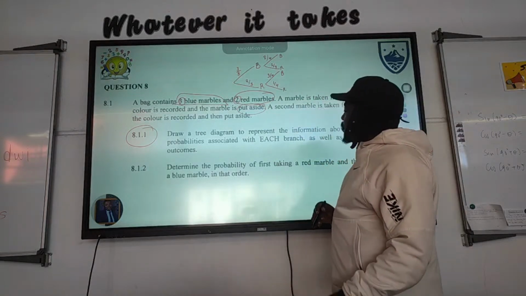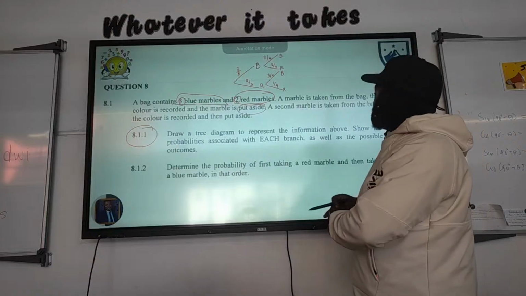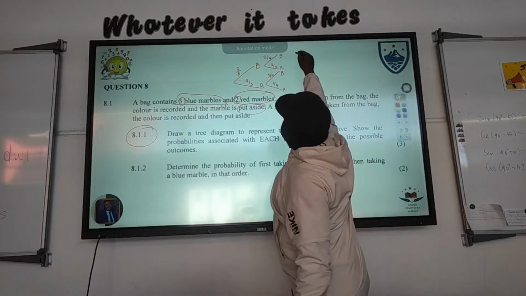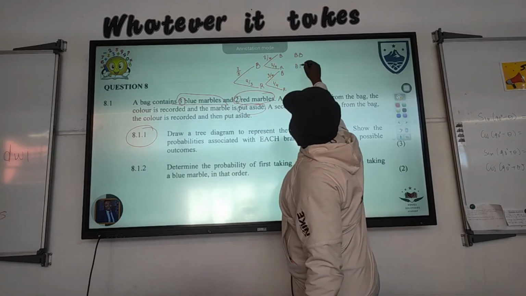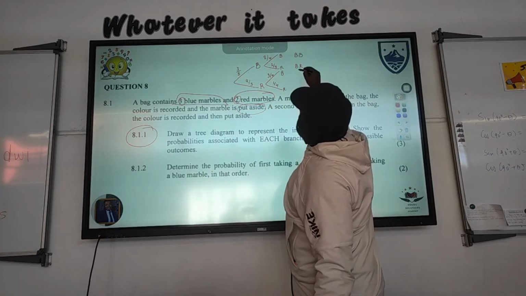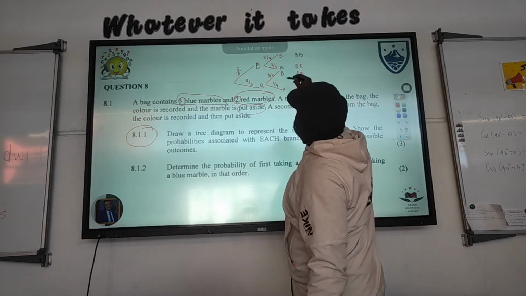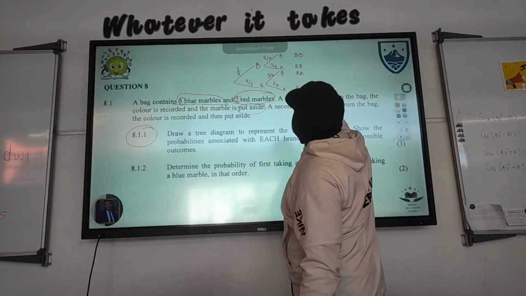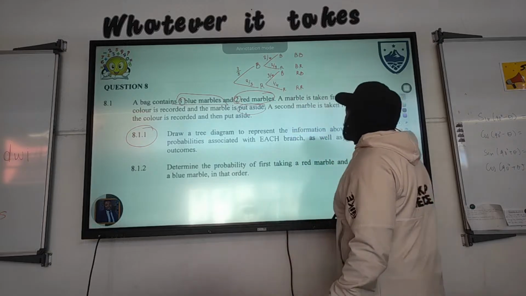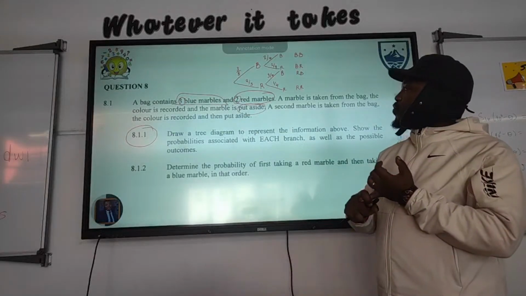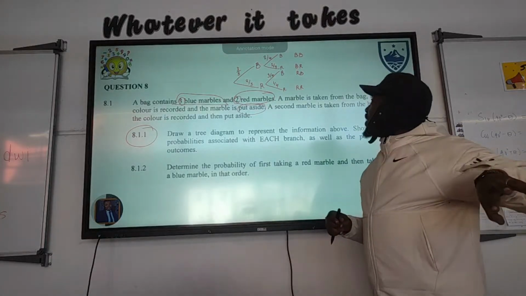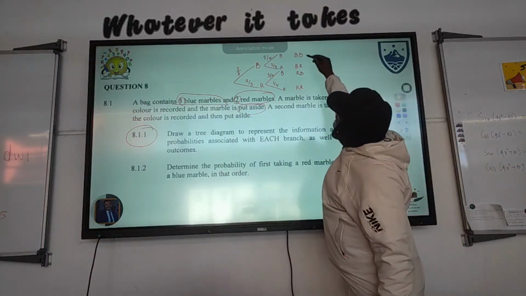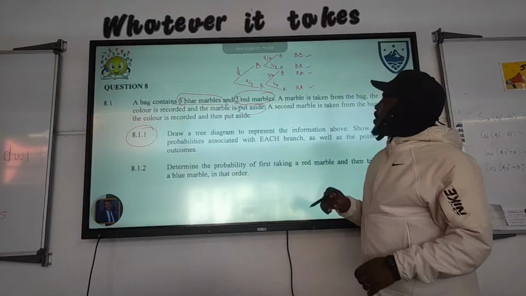So this becomes your probabilities. This branch will give us a blue and a blue, and this branch will give us a blue and a red. On this branch we'll have a red and a blue, and for this branch we'll have a red and a red. In one bag, 3 of them were blue, 2 of them were red. And then if we withdraw them and place them aside, there will just be 4 possible outcomes.